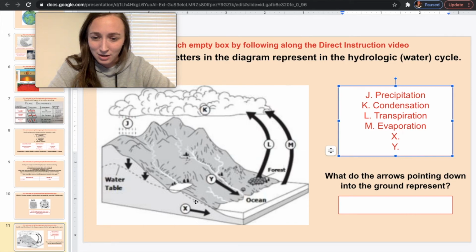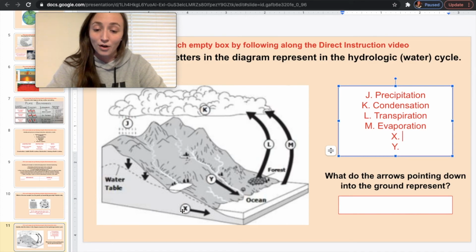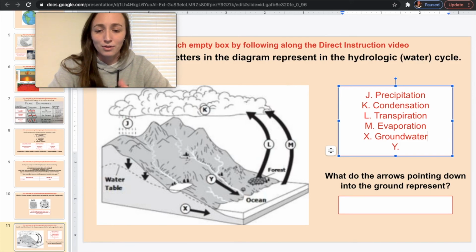X, this one's a little tricky to see on this diagram, but X, if you actually look at the dotted line here, it's actually underground. So this is underneath dry land, and we have some water down here in the ground. So if it's in the ground, we call that our groundwater. And remember, this is where if you have a well, this is where that water is going to come from, a well that goes deep into the ground. It comes from that groundwater.